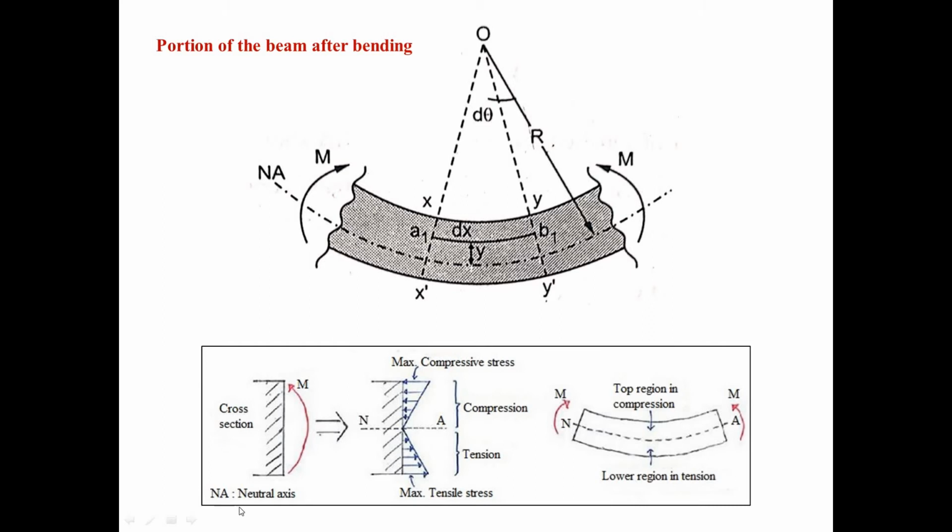Okay, now the neutral axis will be taken. So this is the neutral axis. This is the cross section of the beam which is subjected to pure bending moment. Upper fibers are in compression, lower fibers are in tension. So this is the compression, this is tension. Consider the top region in compression and the lower region in tension. That is the case I have discussed.